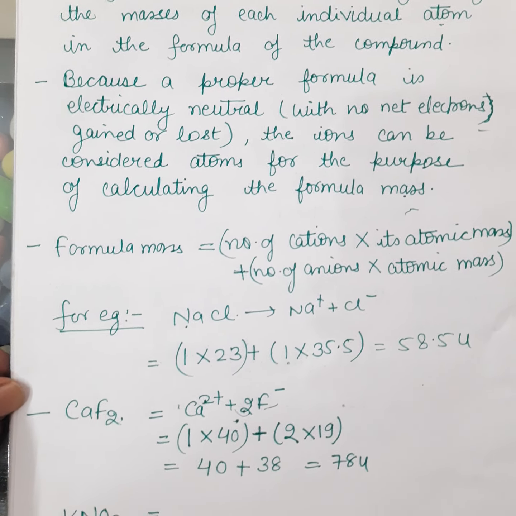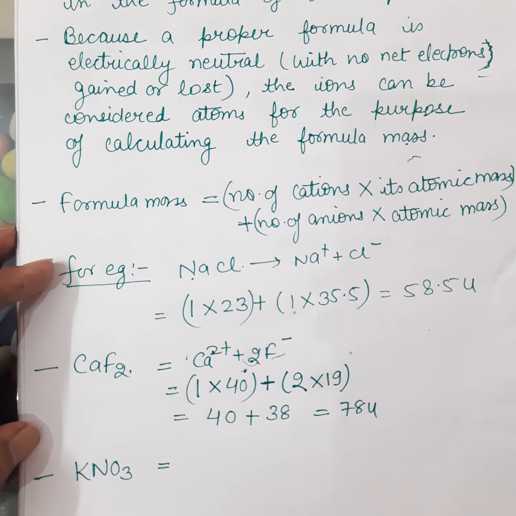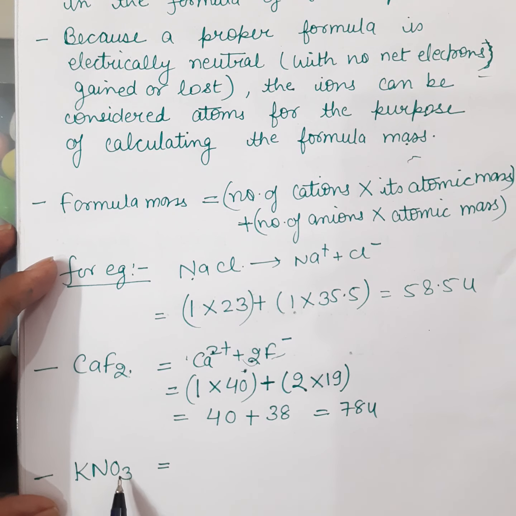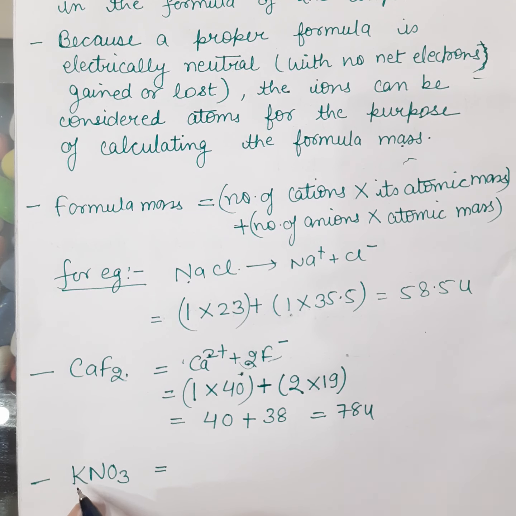Next, KNO3, potassium nitrate. It is very important, students. It has a medicinal use also. It is used as a diuretic and it is used as gunpowder also. Now to calculate, you can see there are three atoms, so we can take them one by one.